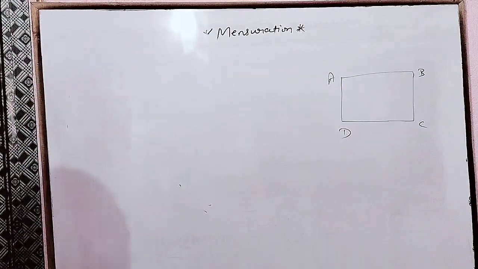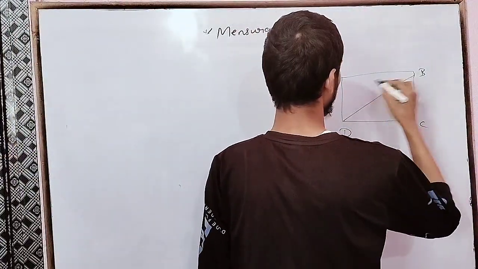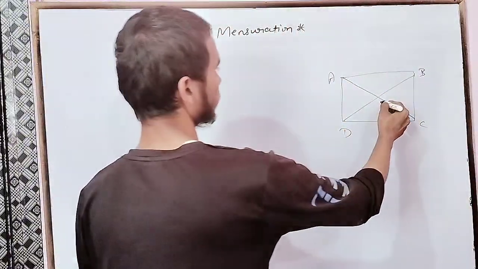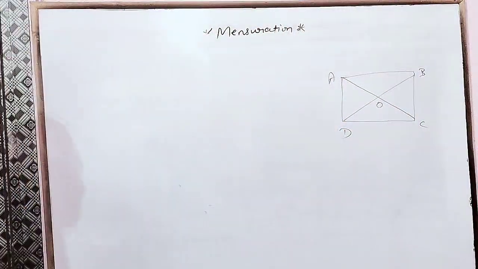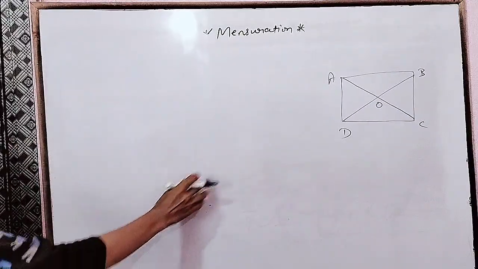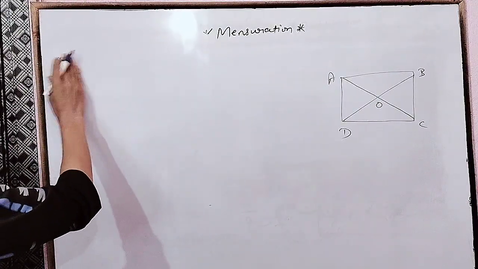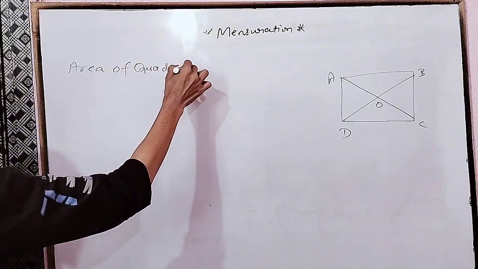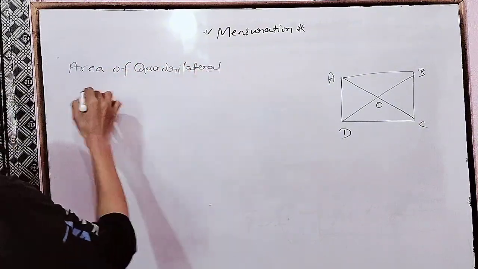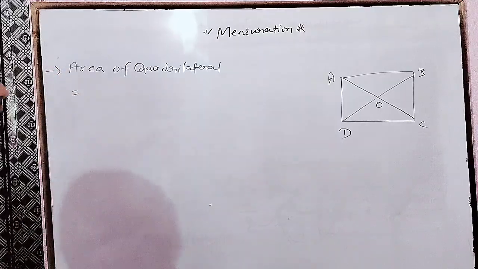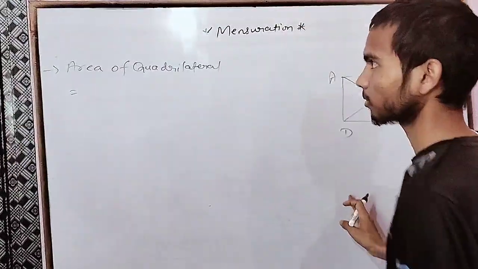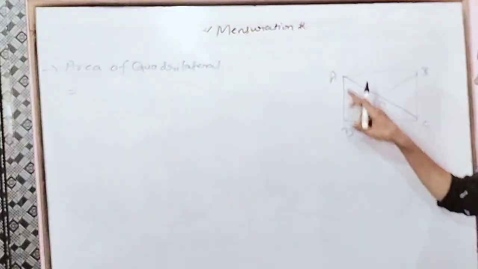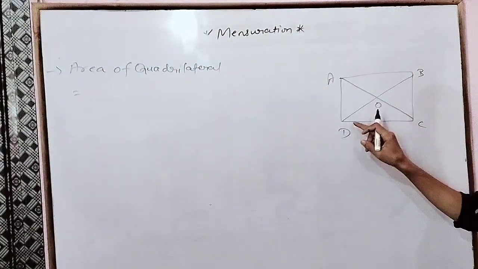Okay, in which there are two diagonals, which are intersecting at O. So the area of a quadrilateral would be what? Here we have two triangles, A, B, D.